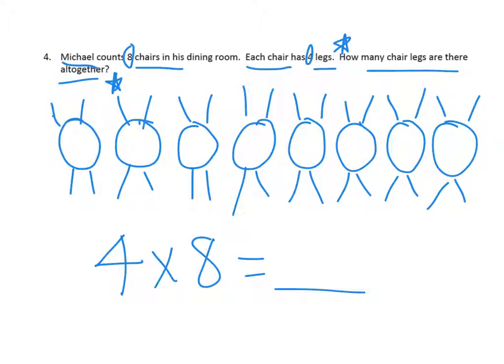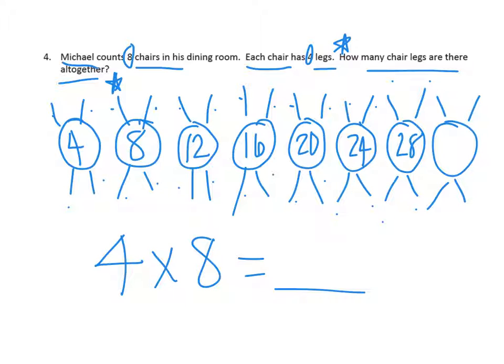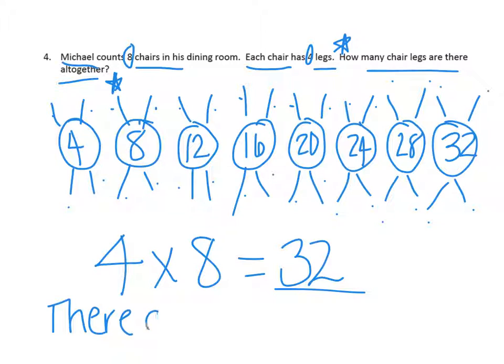So there's 1, 2, 3, 4, 5, 6, 7, 8, 9, 10, 11, 12, 13, 14, 15, 16, 17, 18, 19, 20, 21, 22, 23, 24, 25, 26, 27, 28, 29, 30, 31, 32. So there are 32 legs. I'm going to write that as a statement. There are 32 legs.